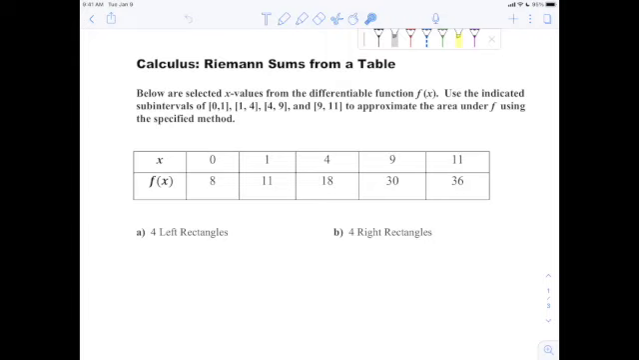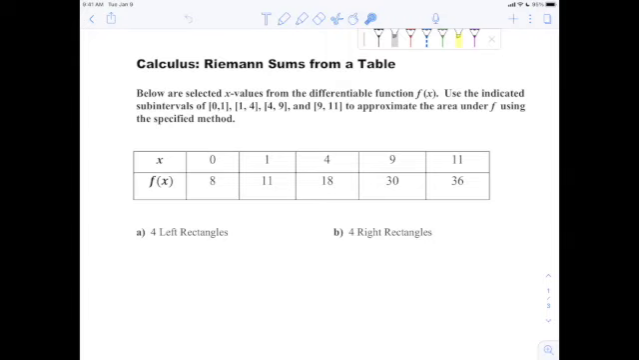So here's the thing. You're given only selected x values from the differentiable function f of x, differentiable, so that means it's also continuous. Using the subintervals of 0 to 1, 1 to 4, 4 to 9, and 9 to 11, let's estimate the area using these various methods.